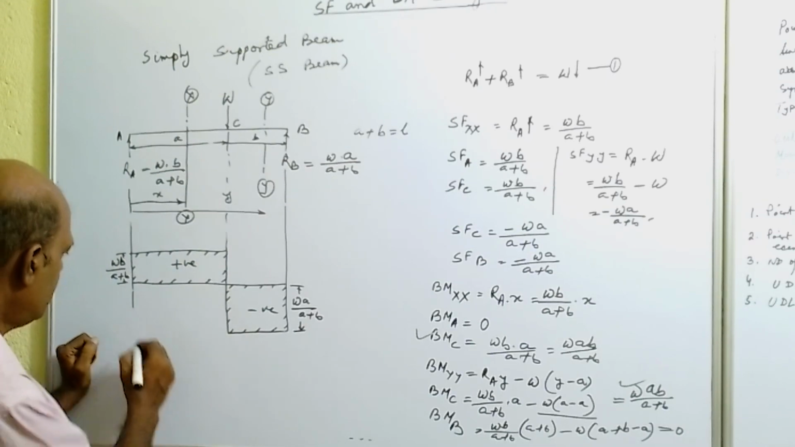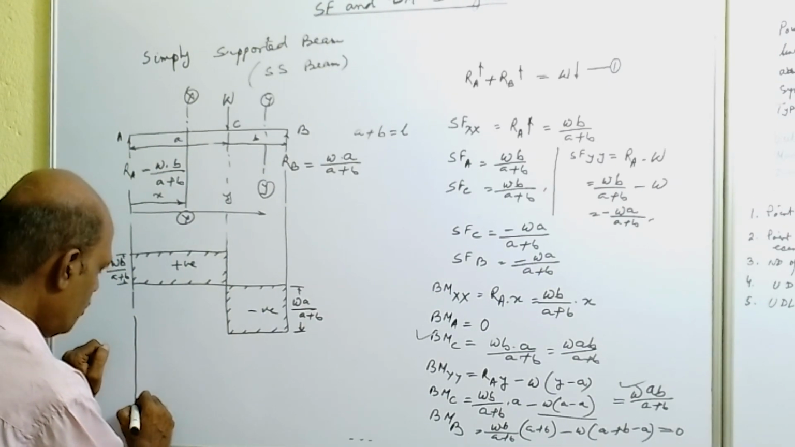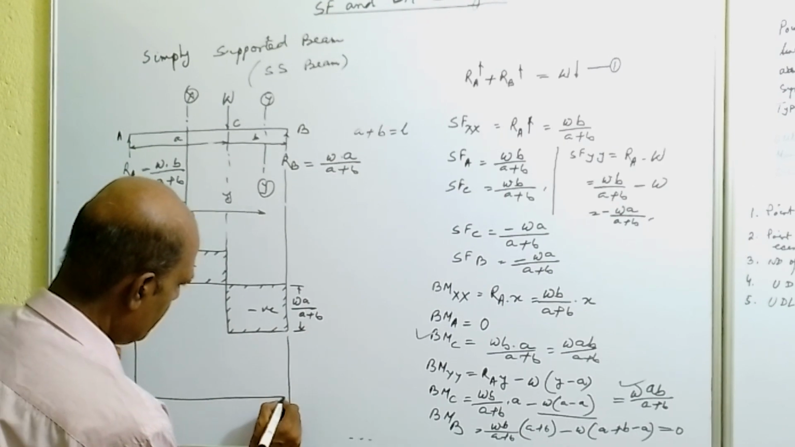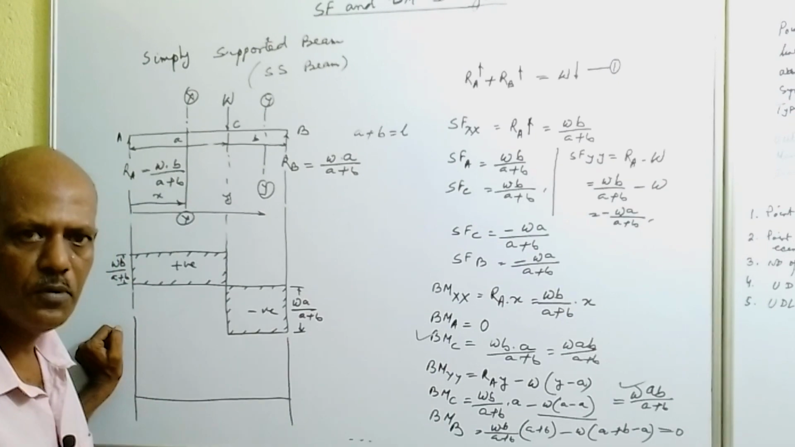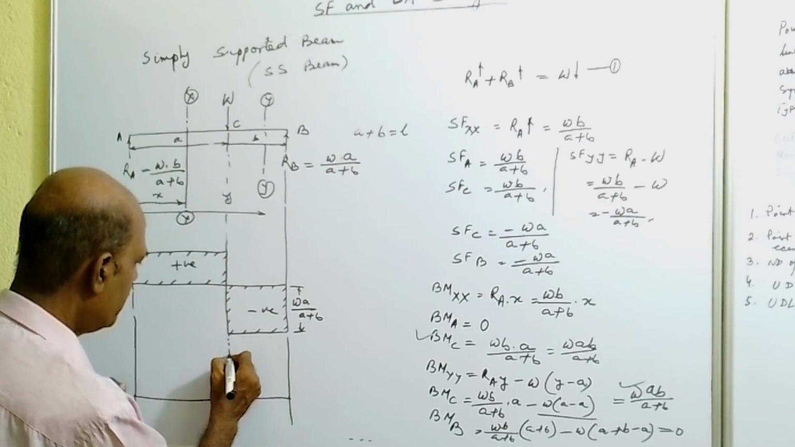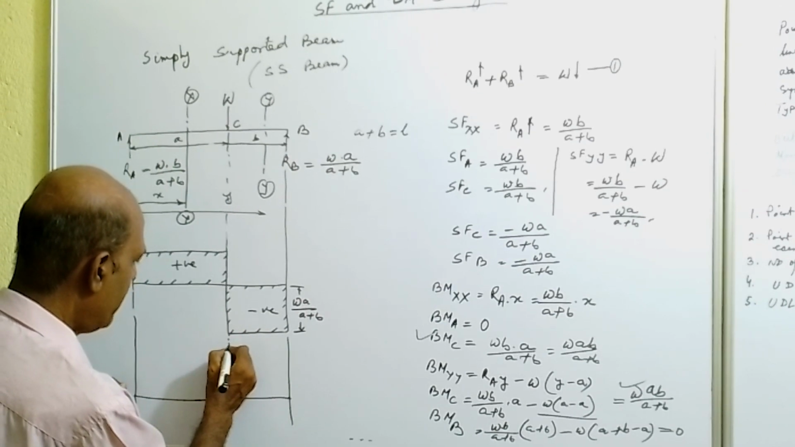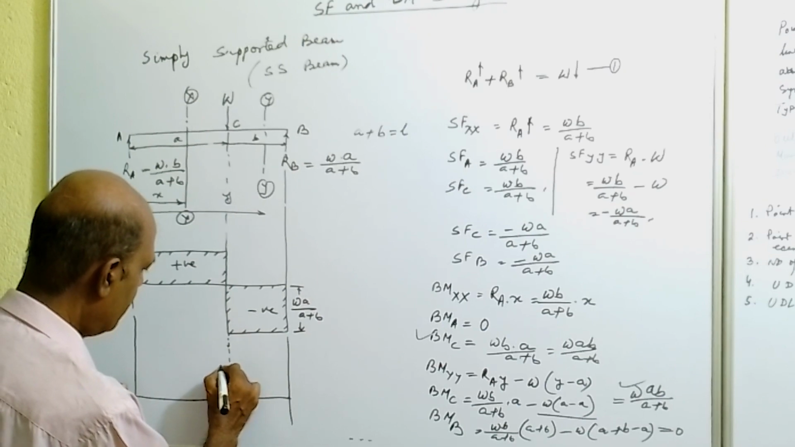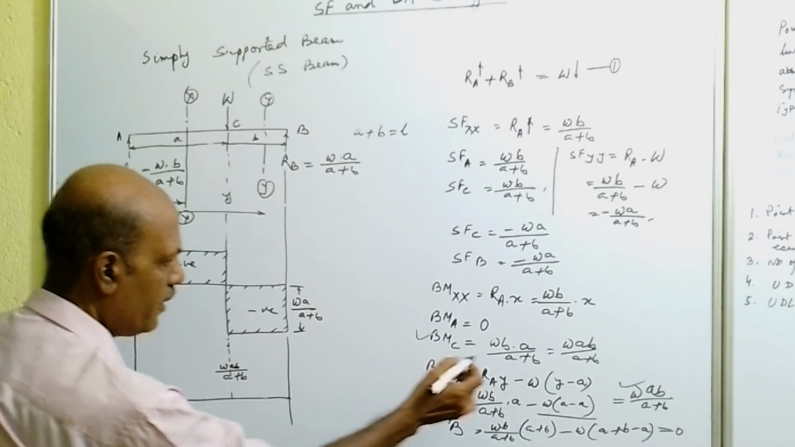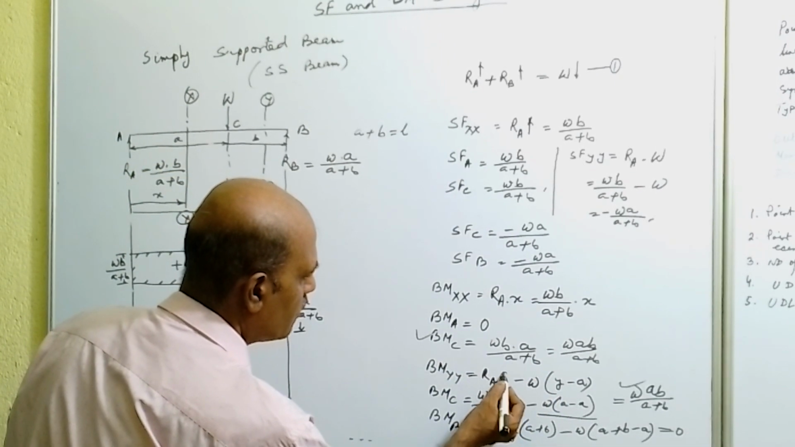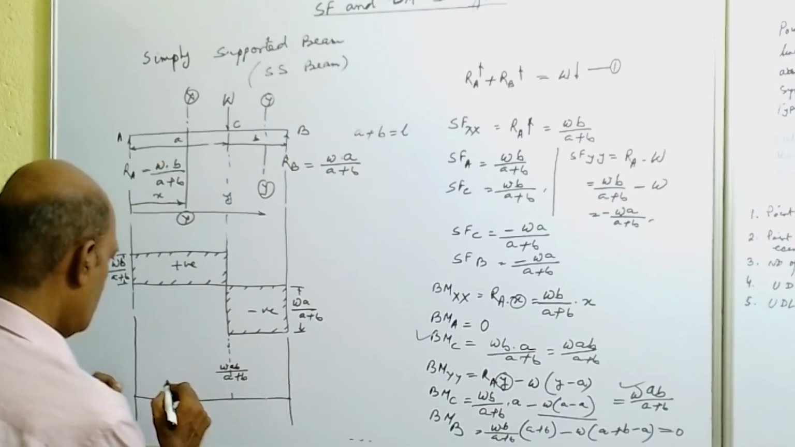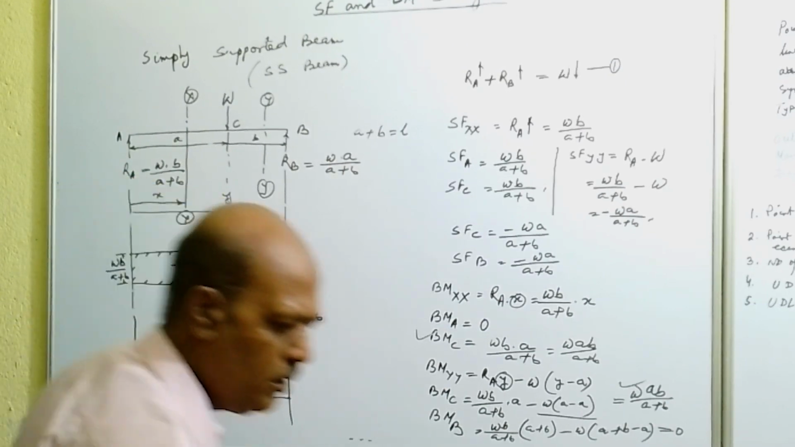With this information we can draw the bending moment diagram. Draw this vertical line, draw the baseline, and the bending moment will be positive. At this point it is 0, at this point it is 0, and underneath point C the value is WAB by A plus B. Measure this height, WAB by A plus B. Bending moment varies with X, meaning linear variation, so a straight line variation. Just join these two.